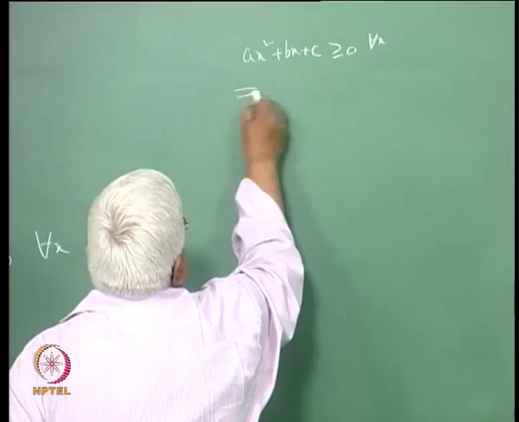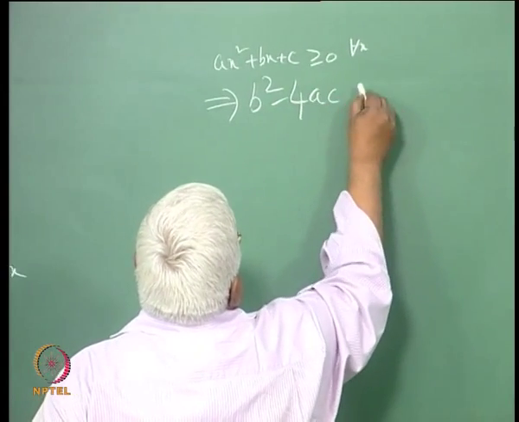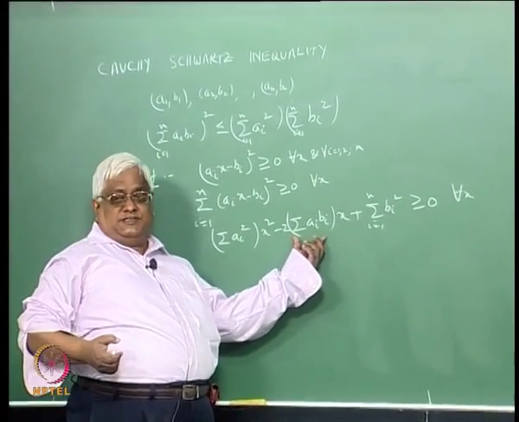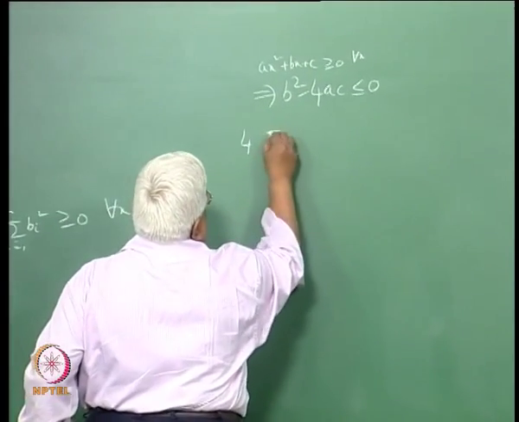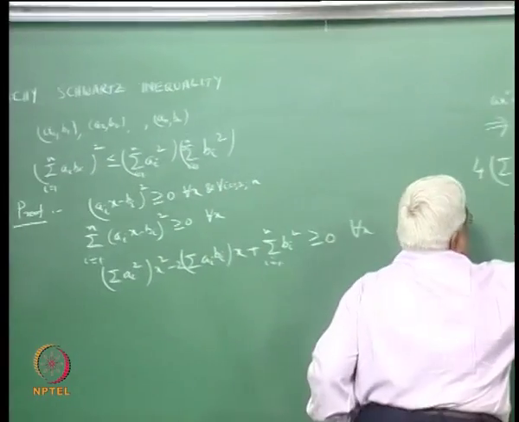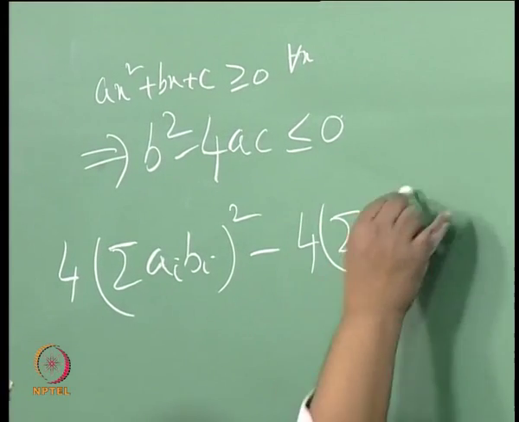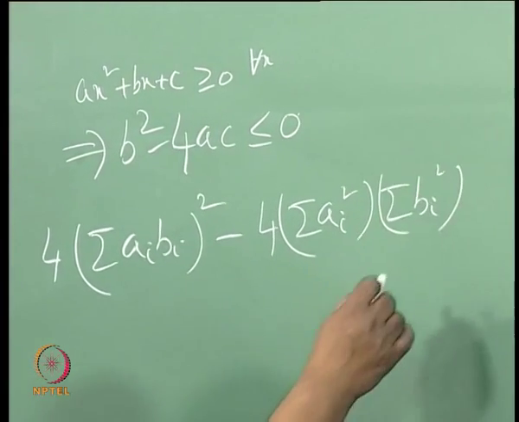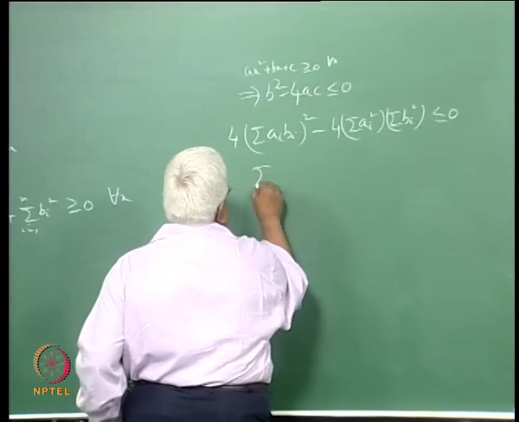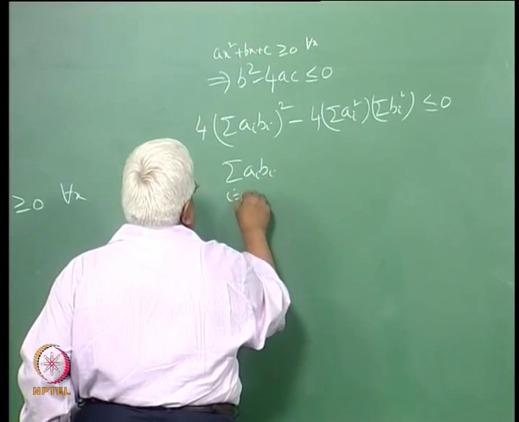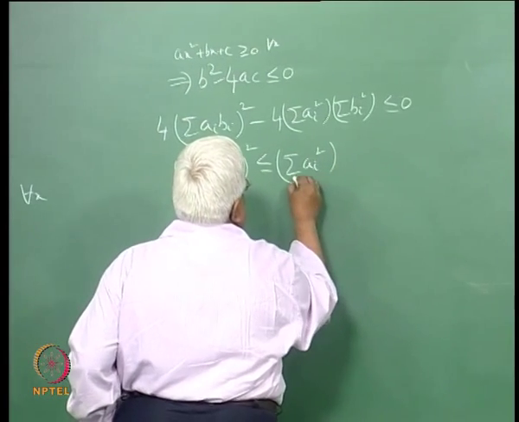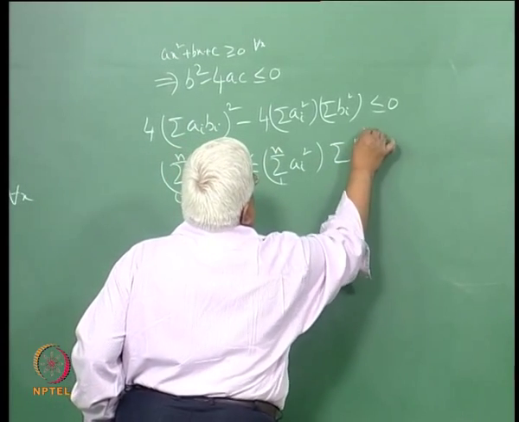This implies b square minus 4ac should be less than or equal to 0. So b square means the square of this, that is 4 times (summation ai bi) whole square minus 4 times summation ai square into summation bi square is less than or equal to 0, right? That means (summation ai bi) whole square is less than or equal to summation ai square times summation bi square.